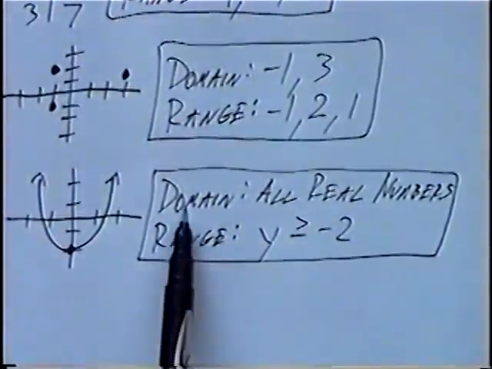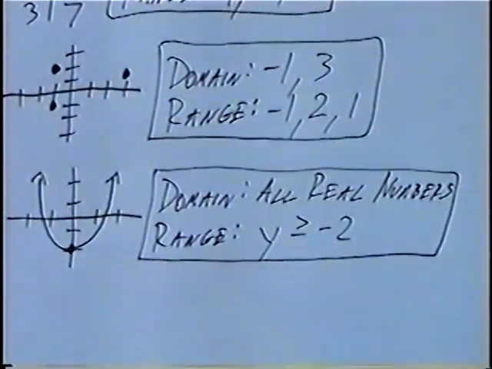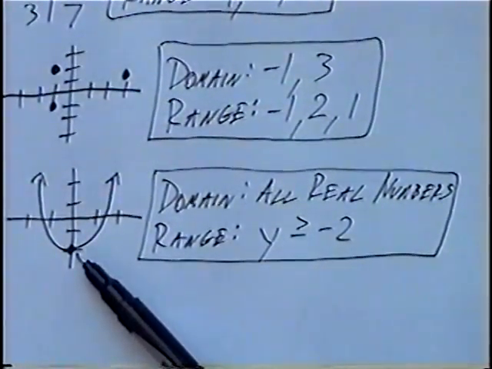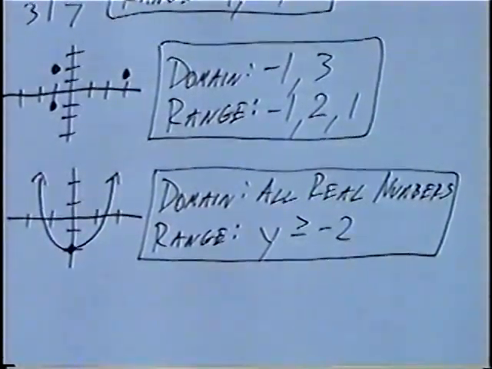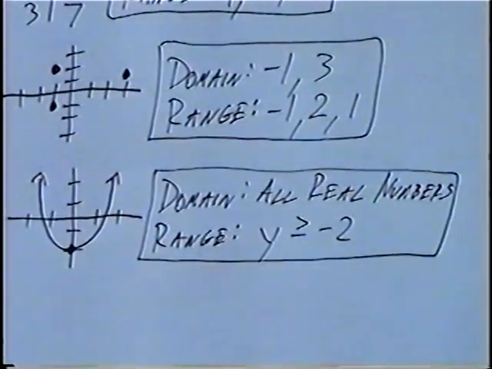So again, the domain, every x number is on the graph, so it's all real numbers. And the range, the smallest y value is -2, so all y values have to be greater than or equal to -2.